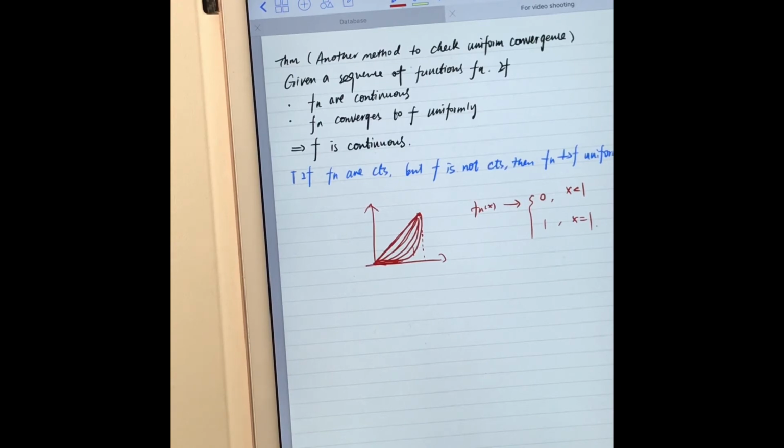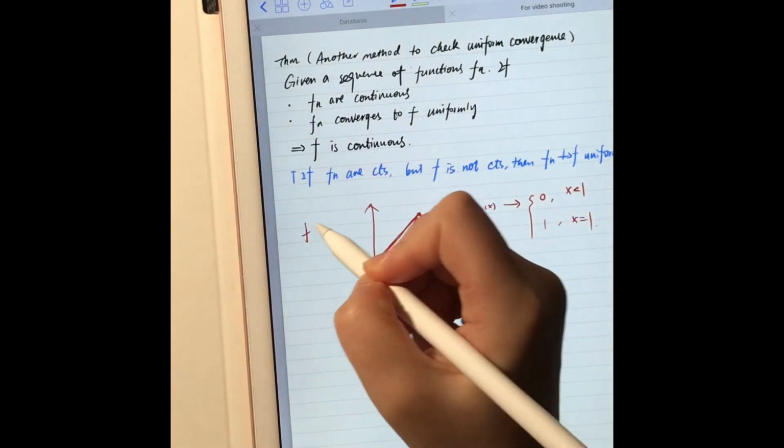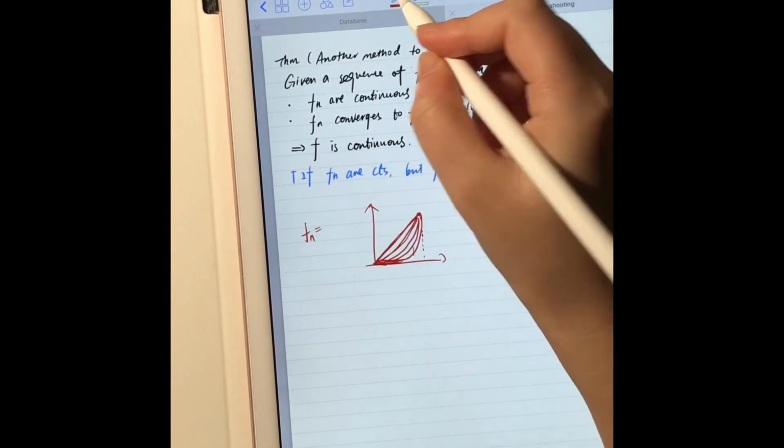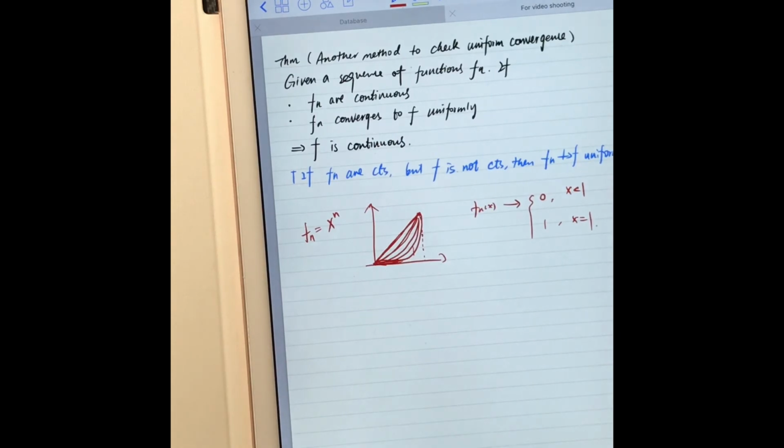Because fn are continuous, right? And in fact, the sequence of functions can be stated like this: x to the power of n. So fn is continuous, but the function it converges to, this is f, is not continuous, right? So the convergence cannot be uniform, but you may verify yourself that the convergence is actually pointwise.